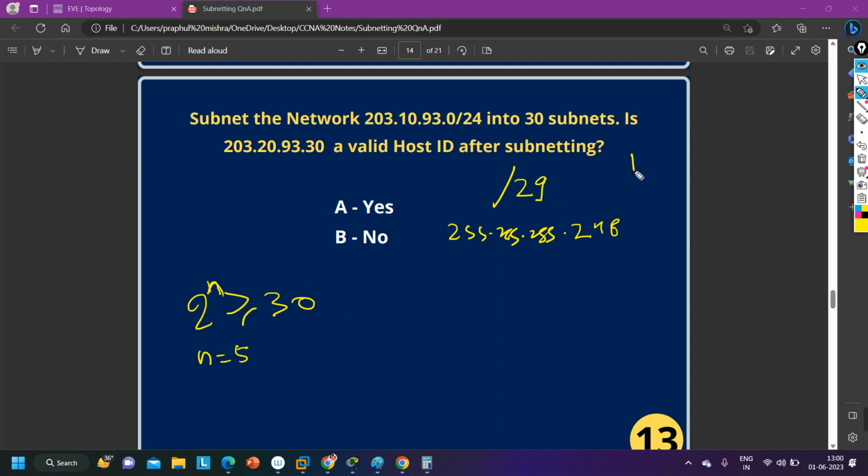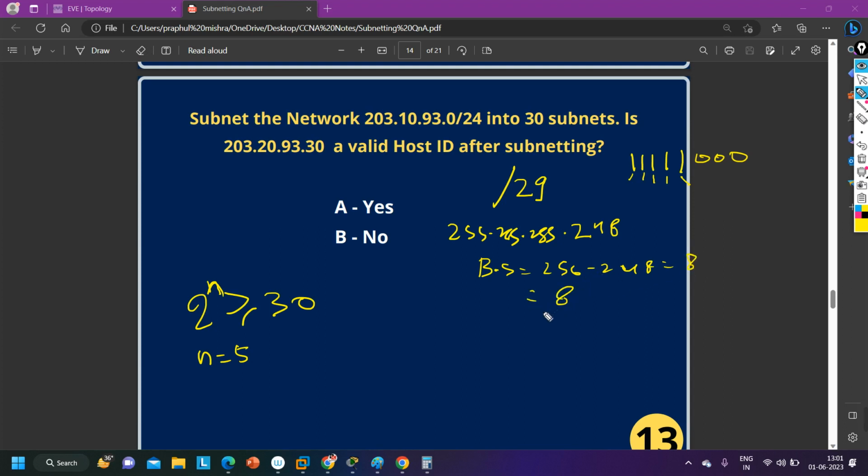In the third octet, how many bits have you borrowed? 5 bits. So 3 are 0. This is 128, this is 64, this is 32, this is 16, and this is 8. If you add all the values, you get 248. Now the block size will be 256 minus 248, that will be 8.